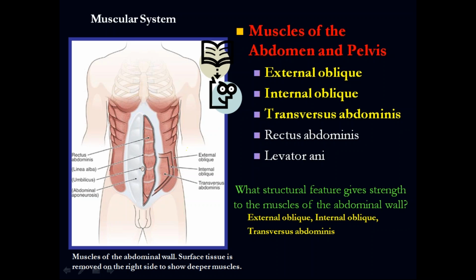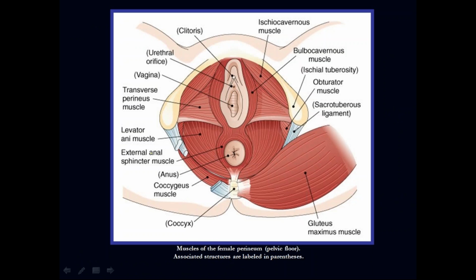Transverse abdominis. Transverse abdominis is here, and you see here, transverse abdominis, internal oblique, external oblique, and the rectus abdominis, that is actually what we call the six packs, right?